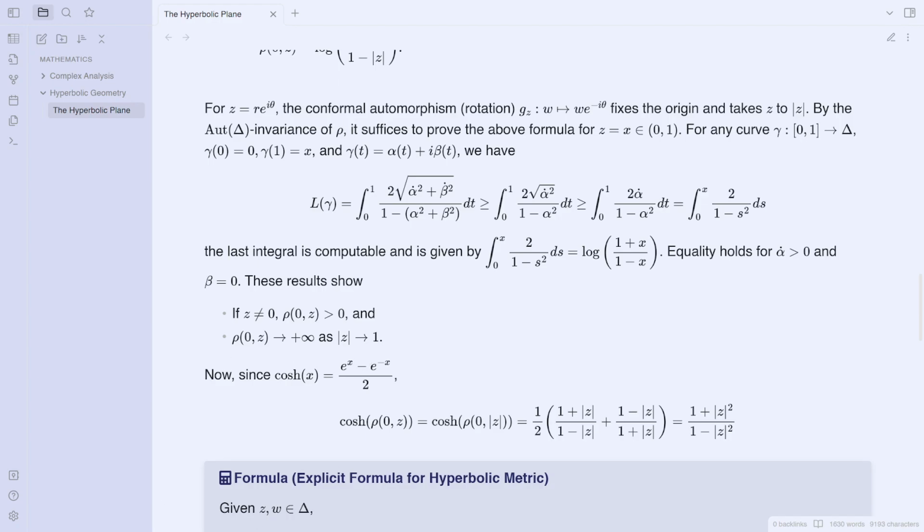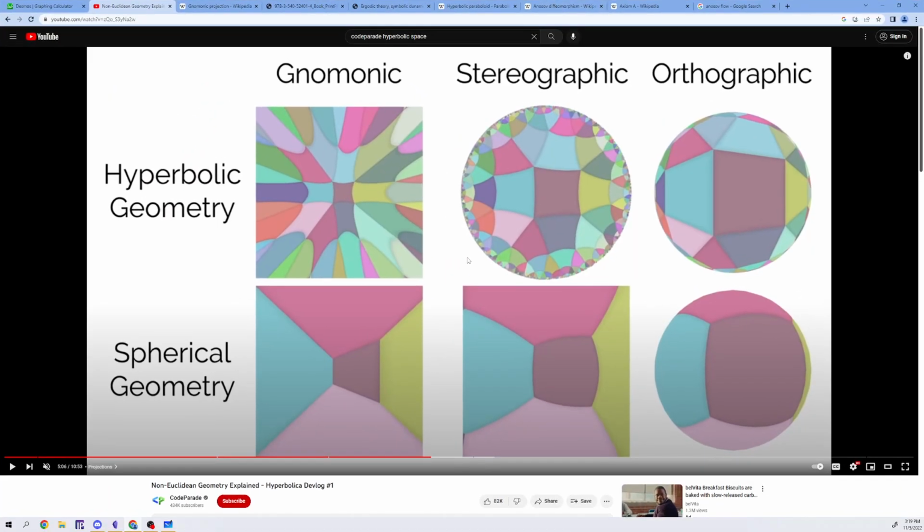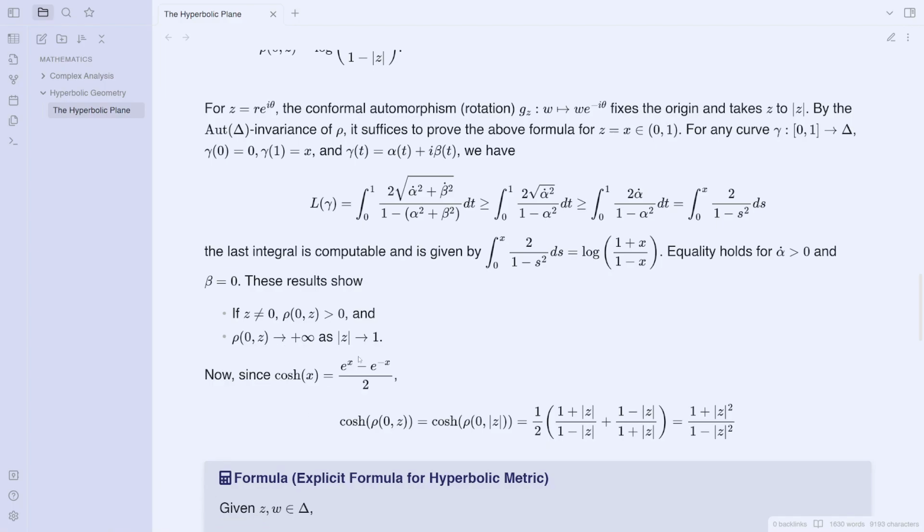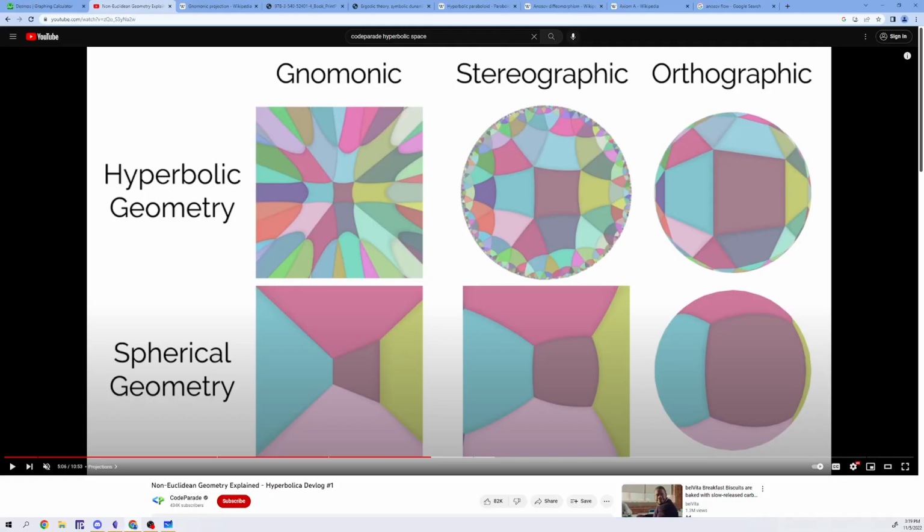We'll take a look at them. There are different ways of looking at hyperbolic space, but I'll show you a couple here. This guy Code Parade made this video on non-Euclidean geometry. It's pretty good. But anyway, we have these two. There are different ways of visualizing hyperbolic space. You use these different projections. I'm not going to go into it. But I want to show you how you can see that if I start at the origin and move to the boundary of the disk, the value of the distance blows up to infinity. I want to show you why, visually, how you can see that.